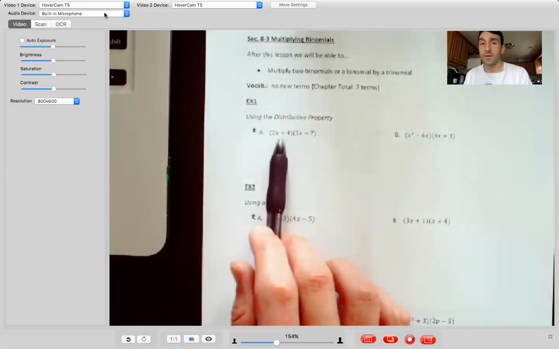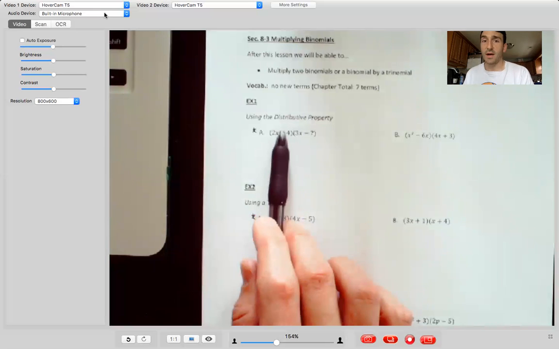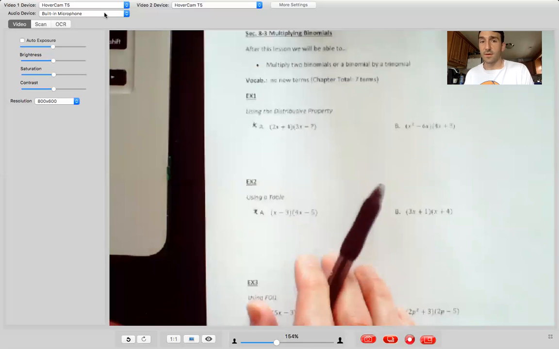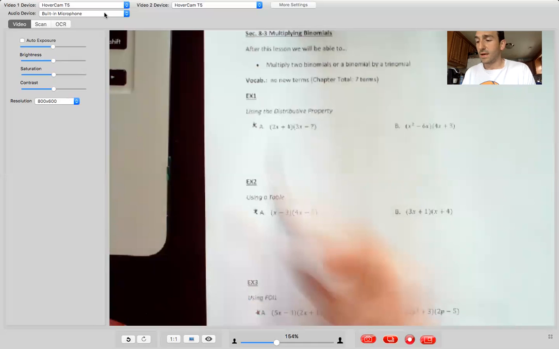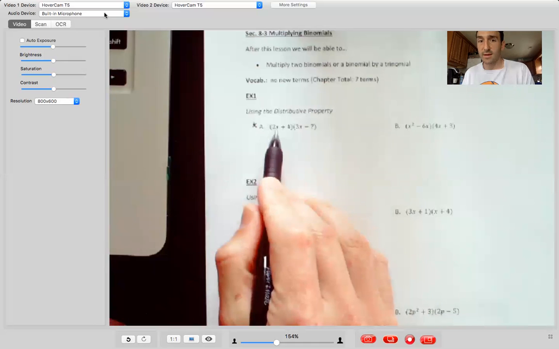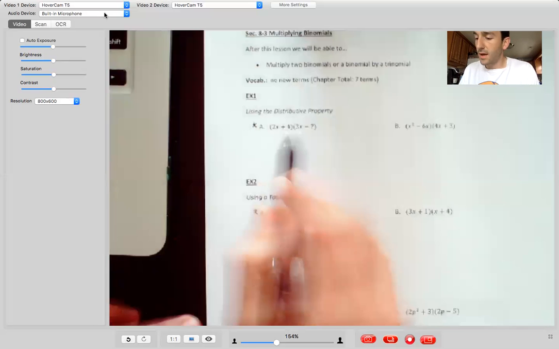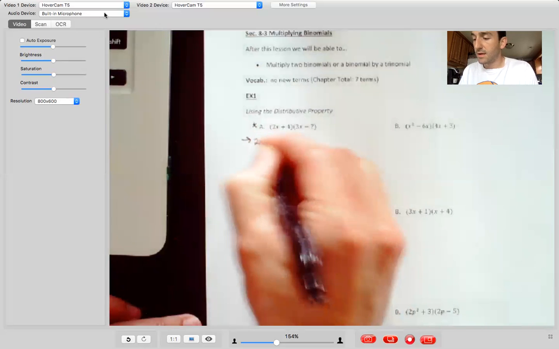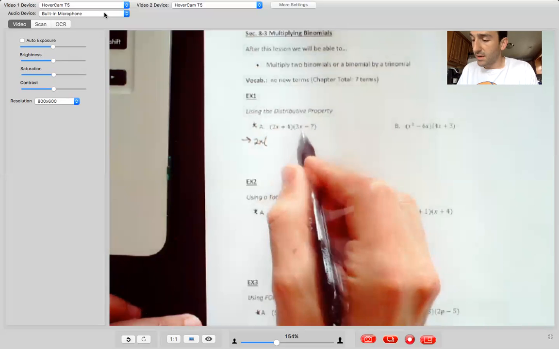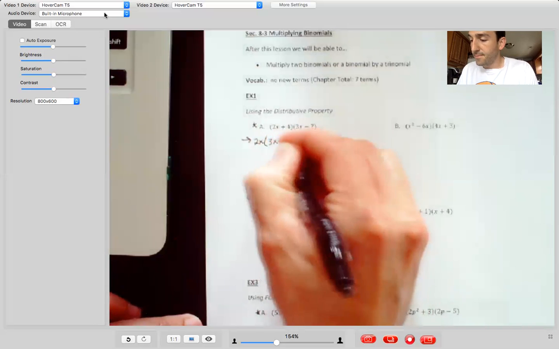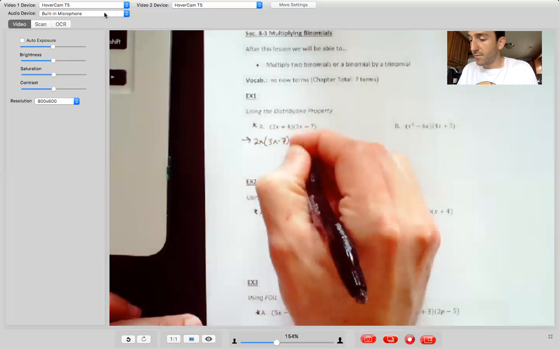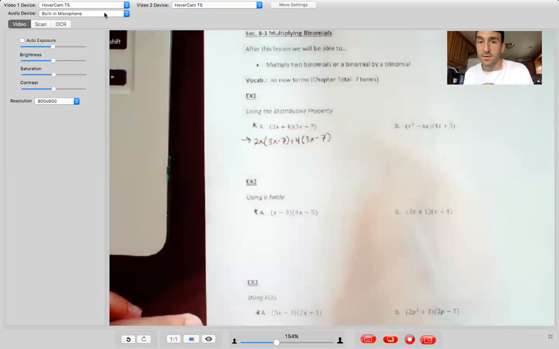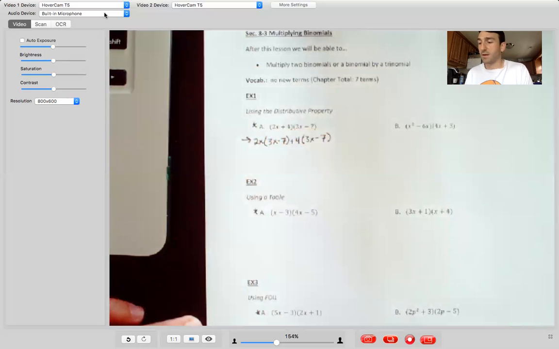So 1a, using the distributive property to multiply a binomial times a binomial. My favorite method is the distributive property, so we'll start with that. Basically, what we want to do is distribute the 2x and the 4. Okay, so I like to write that out as the first step that looks like this. 2x times all of this, so 3x minus 7. And then also the plus 4 times the quantity 3x minus 7. So basically you're just distributing twice, and then you combine like terms if necessary.